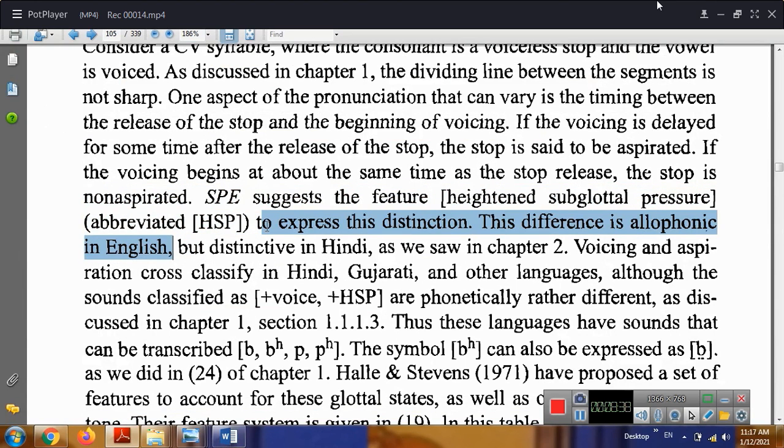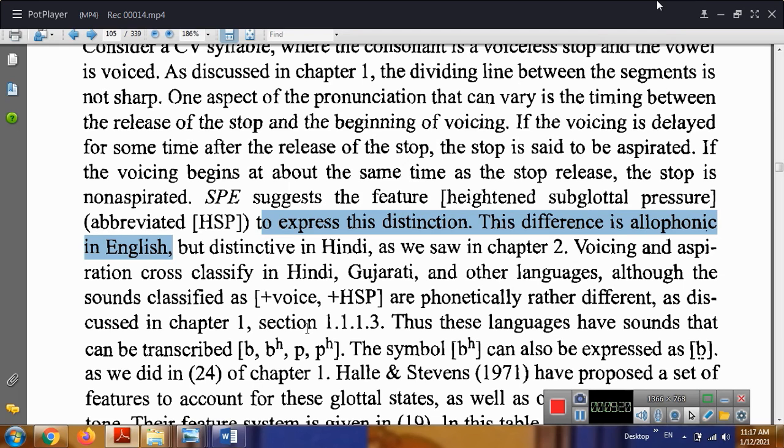This difference is allophonic in English. In English we have the aspirated p and the unaspirated p. When the p comes at the first of a word, we consider it as an aspirated form of the p, but when it follows the sound s, like in spin, we consider it as an unaspirated form of p. They don't create any differentiation in meaning. We consider them as an allophonic feature of English. Aspiration is allophonic in English, but it is distinctive in Hindi.